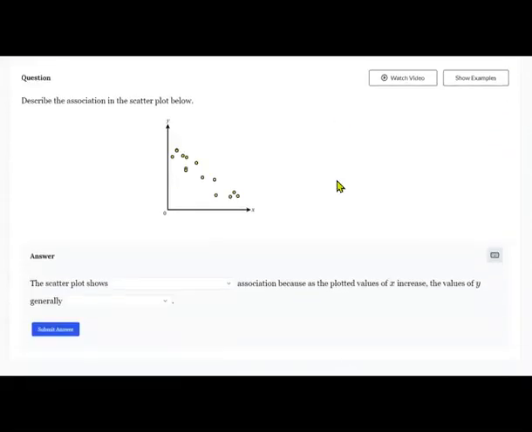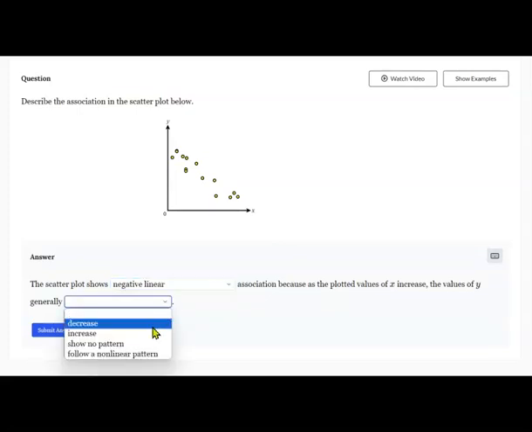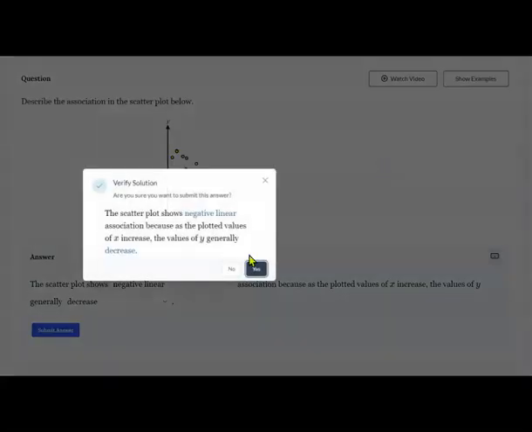One more time. These yellow dots seem to be trending downwards, so I'm going to say that this is a negative linear, and that is because they are generally decreasing.